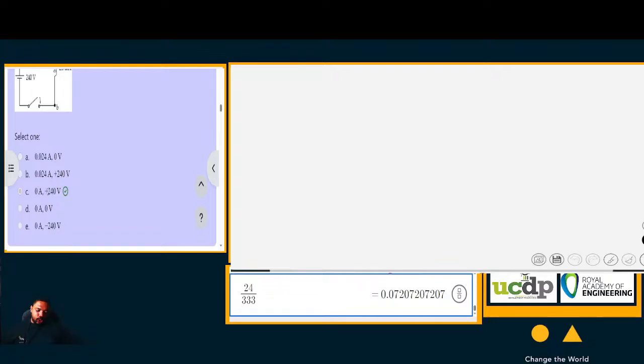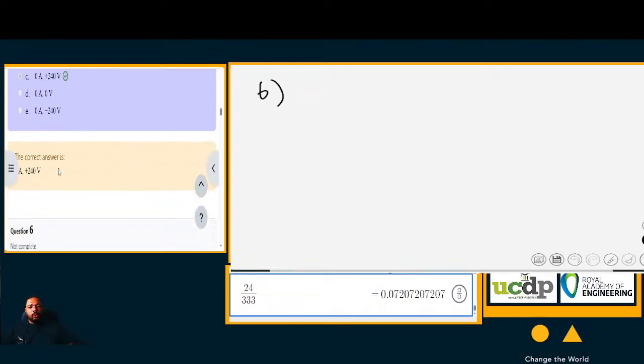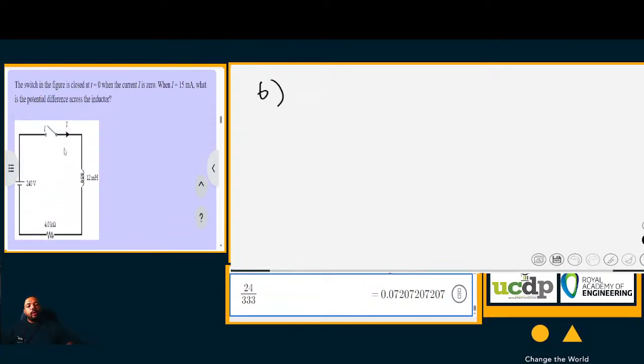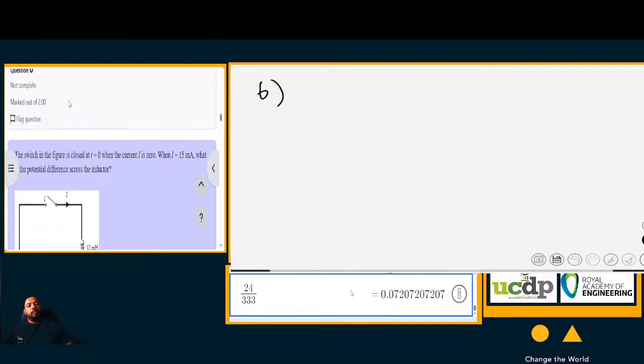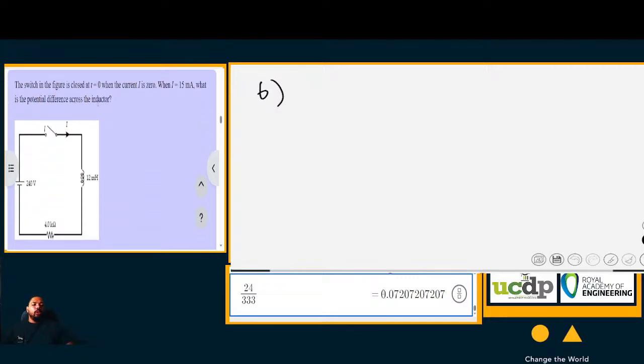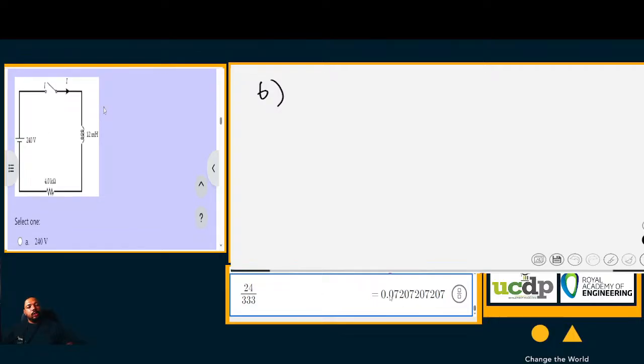Second to last question. Let me see. 6. This is a very easy one. This is a primary school question. Okay, so the switch in that figure is closed at time t equals 0. The current I is 0. When the current is 15 milliamps, what is the potential difference across the inductor?